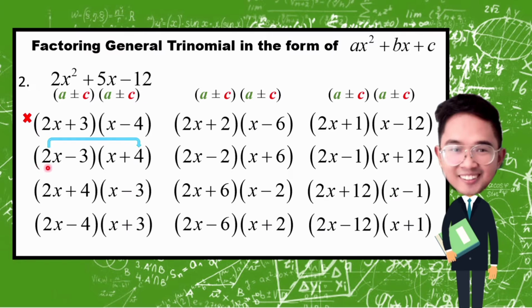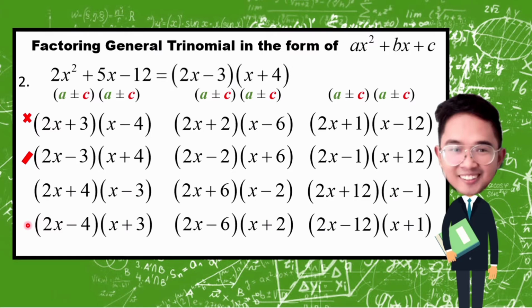Let's have 2x multiplied by 4 is positive 8x. And negative 3 multiplied by x is negative 3x. Then, positive 8x minus 3x is 5x. And that is equal to our middle term. Therefore, this is the factor of our given. If you already get the correct answer, there's no need to get the sum of the outside product and the inside product of the remaining possible factors.